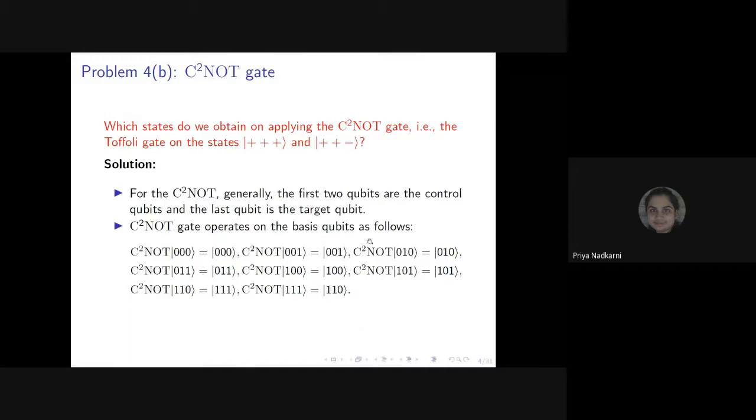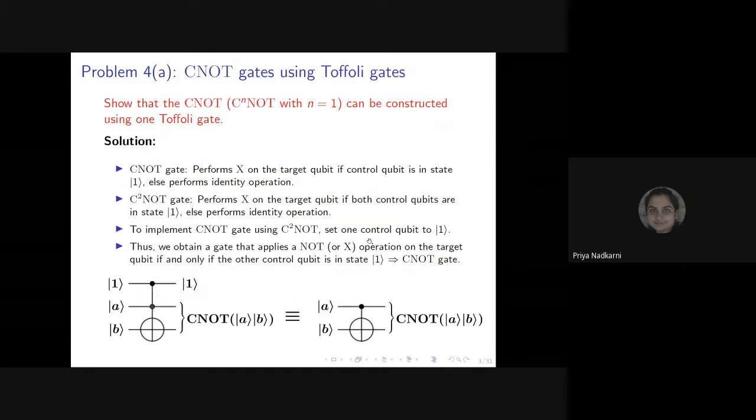Okay, so that was problem 4A. Do any of you have any doubts?